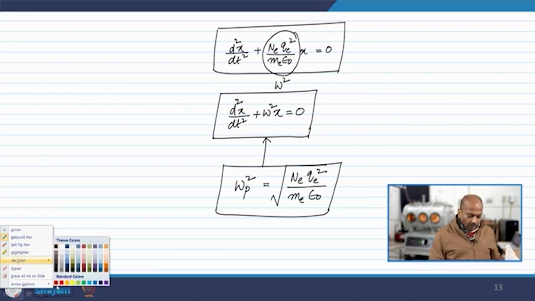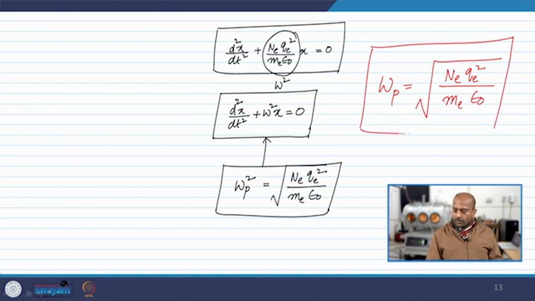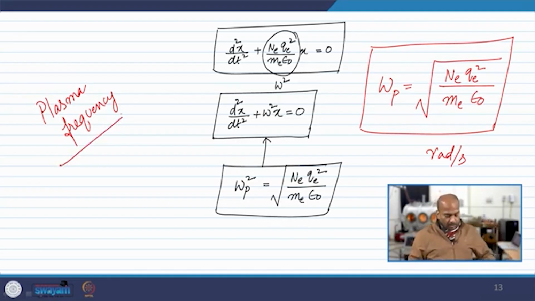We will derive the plasma frequency using a totally different approach, maybe in the subsequent classes, but omega p is the square root of n e q e square by m e epsilon naught. The units are radians per second, and this frequency is called the plasma frequency. The characteristic frequency of plasma oscillations is called the plasma frequency.